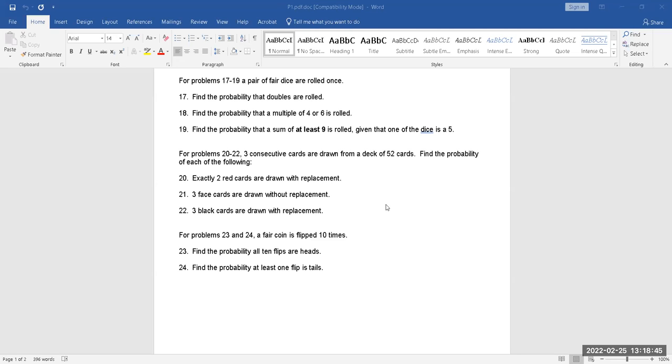Because I still have 52 cards and there's still 26 red ones. So technically that's a half times a half. So my answer is simply a fourth. If I use a calculator, it will reduce it to a fourth. Now, let me ask you a different question.